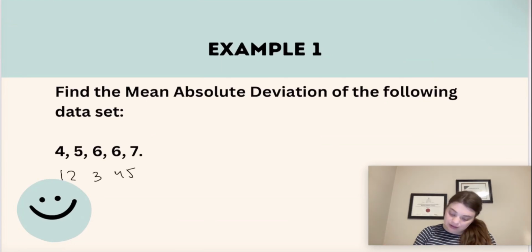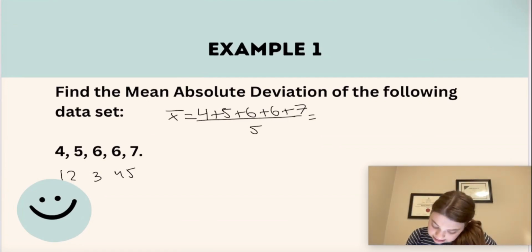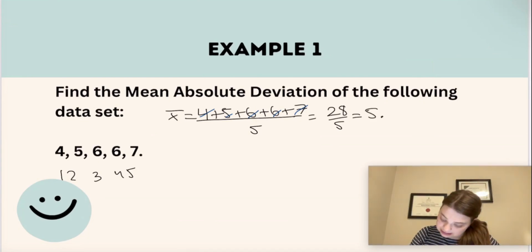So let's do that. The mean is 4 plus 5 plus 6 plus 6 plus 7 divided by 5. And now I'm going to add them up. So 4 and 6, that's going to give us 10, plus 11 is 21, plus 7 is 28. So this is going to be 28 over 5. Or if we want to put that in a decimal, we can use our calculator to do 28 divided by 5. Or we can say, well, 5 times 5 is 25. So then it's 5 3/5, which is 5.6.